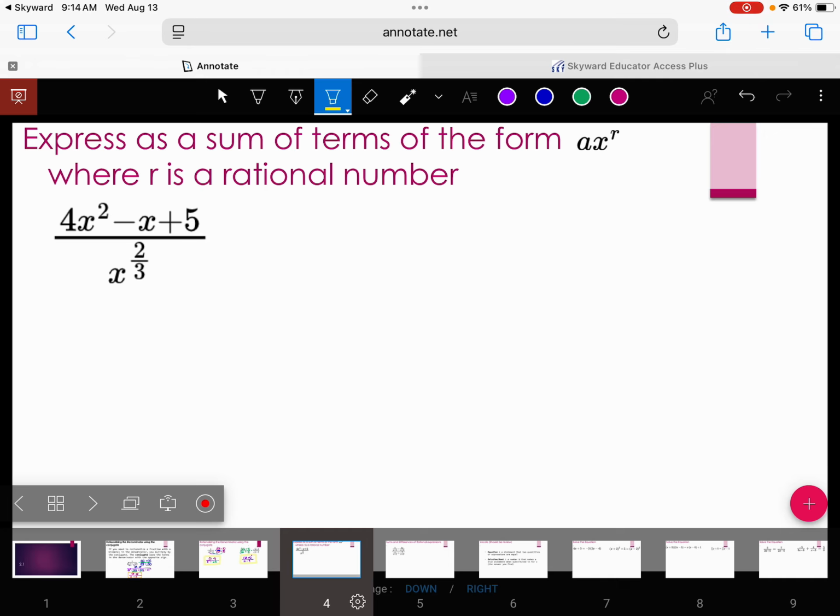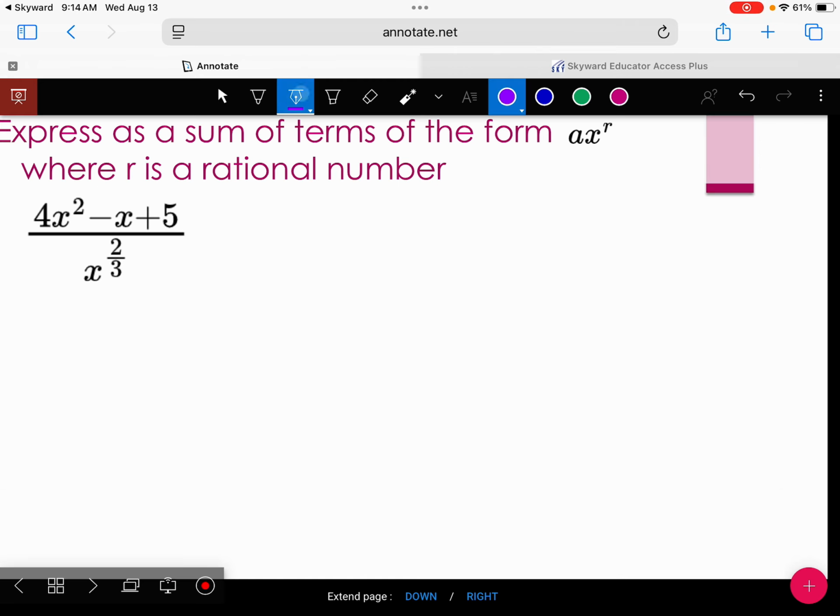So an easy way to do this is to treat this like monomial division, where we're going to take our 4x squared minus x plus 5 that we're dividing by x to the 2/3, and we're going to split it apart into separate fractions. Our exponents are going to become less pretty to our eyes, but it's going to make it not fractiony as an expression.